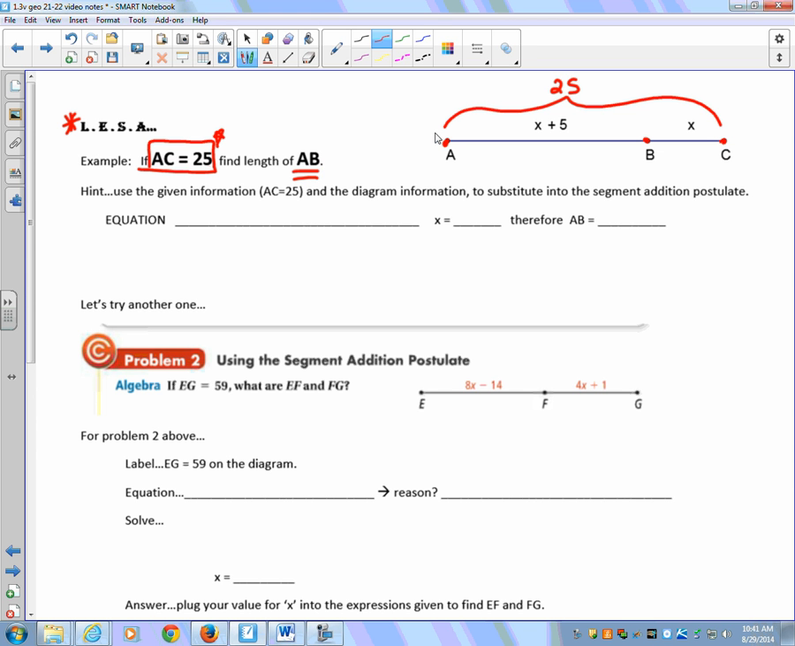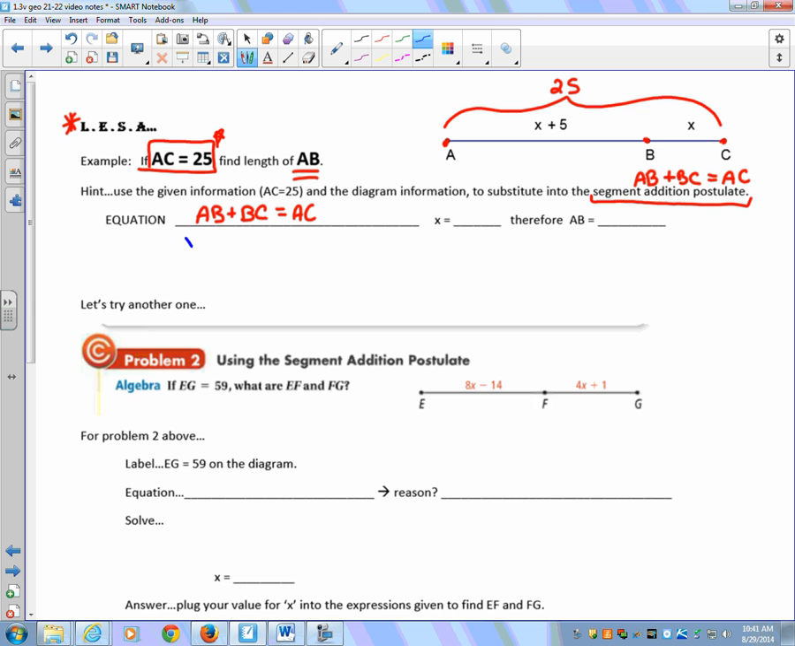From here we can write our equation using the segment addition postulate, which said, if you remember back a little bit ago, we said AB plus BC equals AC. So we're going to substitute in our values to this equation, and that's going to write us an appropriate equation.